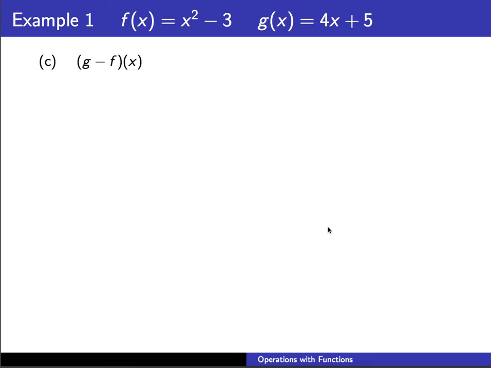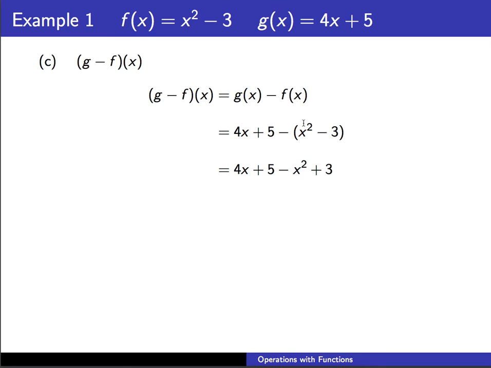Part C, g minus f of x. So that's g of x minus f of x. So we're going to switch the order here from the last example. So now the 4x plus 5, and then minus in parentheses for f of x, the x squared minus 3. So distributing this negative through, we get 4x plus 5, and then minus x squared plus 3. So now combining our like terms, we get negative x squared plus 4x plus 8, which, if you go back and look at the answer to the last problem, is the opposite of f minus g.